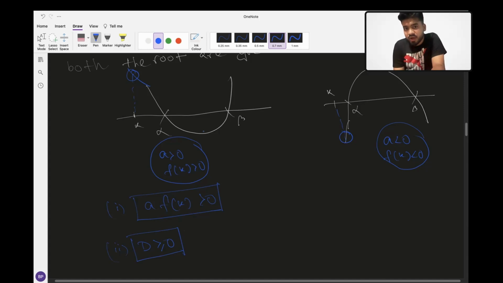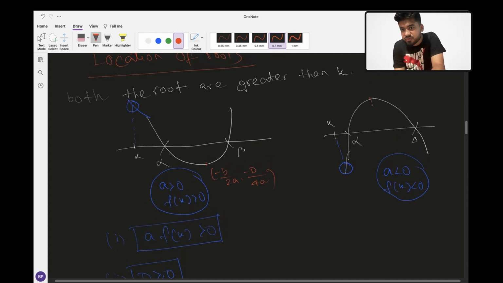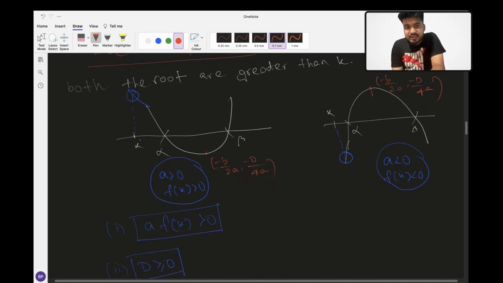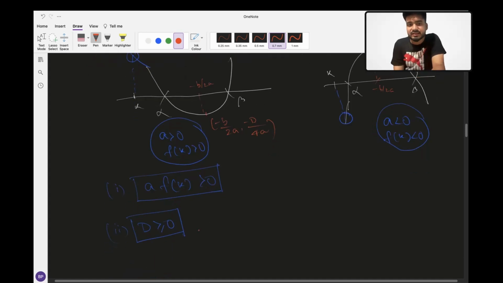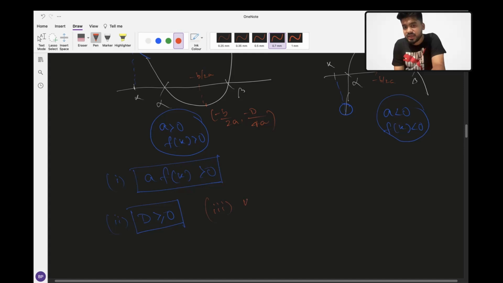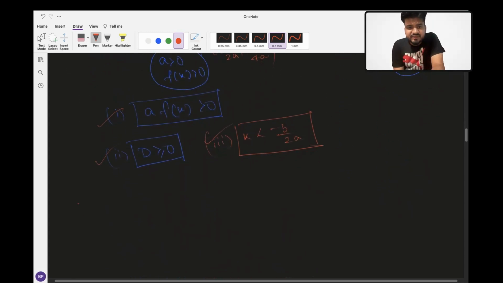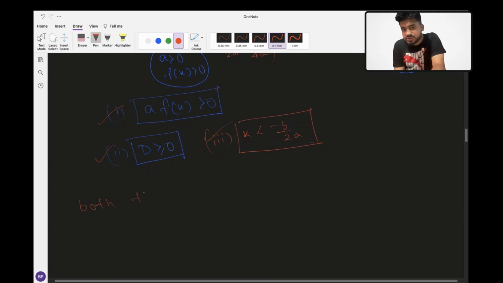And also we know about this vertex now. So what is this vertex? This vertex is minus b by 2a comma minus d by 4a. And here this is minus b by 2a comma minus d by 4a. So we can very easily say the value of k will be lesser than minus b by 2a. Yes or no? The value of k will be lesser than minus b by 2a. So that will be my third criterion. Yes or no? Tell me. So have you got all the three criteria? Yes.